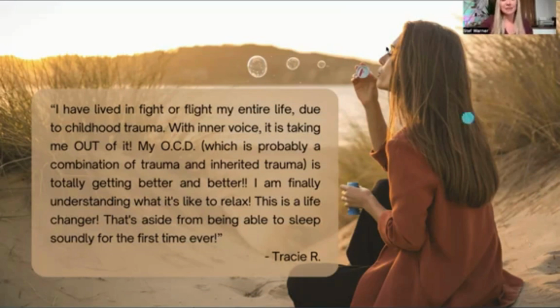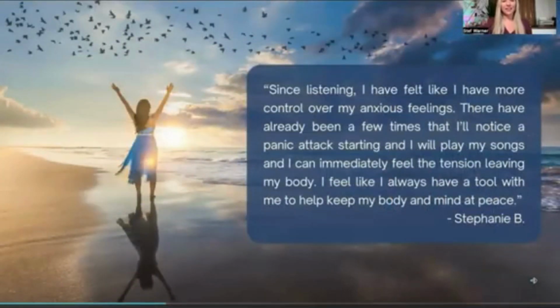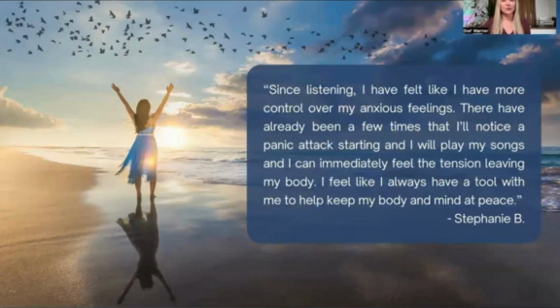It really is amazing what sound and frequencies can do because it is communicating with our brain and the energy of our body. And Stephanie says, since listening, I have felt like I have more control over my anxious feelings. There have already been a few times that I'll notice a panic attack starting.